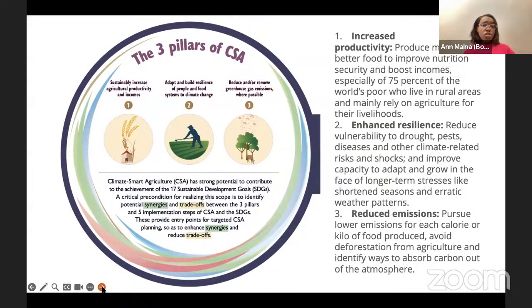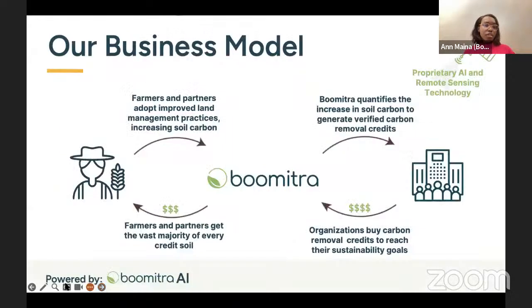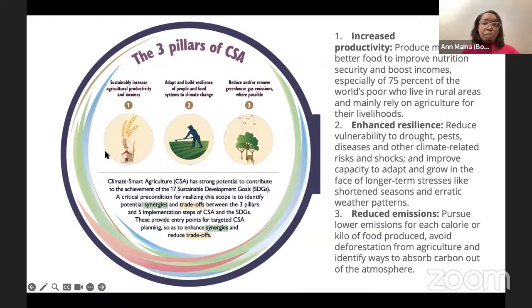So we do promote simple practices such as minimum tillage. This is where you till minimally or you do not till at all. That would be considered zero tillage. The other thing we do is we promote practices like use of cover crops. We also promote crop rotation. We also promote things such as intercropping and use of organic manure, among other practices.